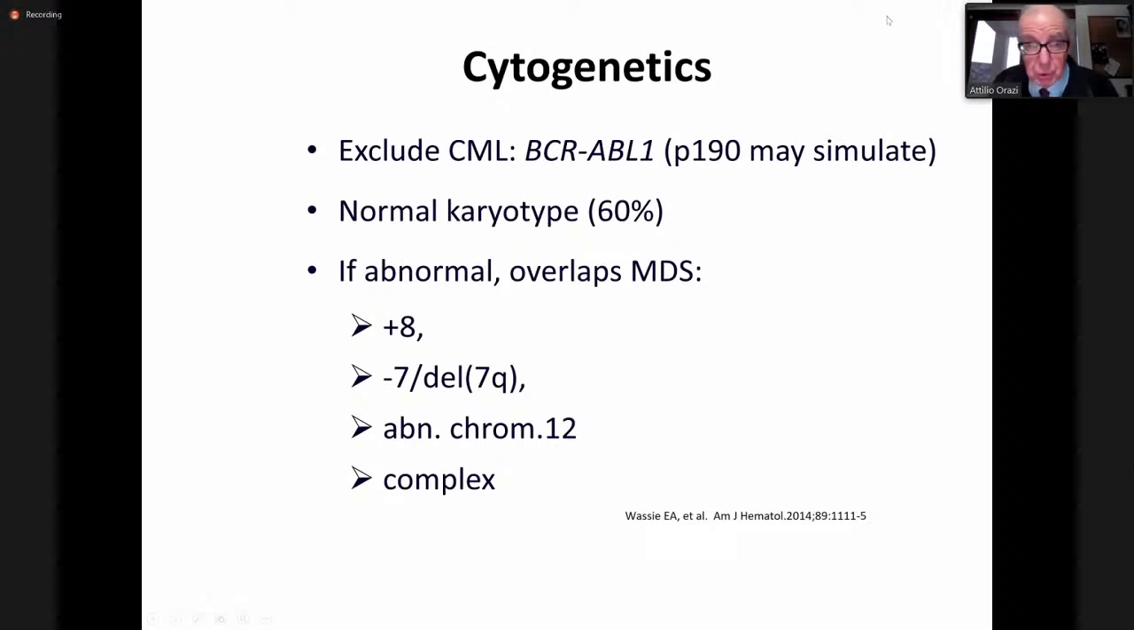Don't forget cytogenetics is very helpful. And of course, you have to do cytogenetics to exclude CML. You are basically in the Philadelphia chromosome BCR-ABL1 negative group here, even if it's an MDS/MPN. You have a normal karyotype in 60%. That's why the mutations are important there. And if you have an abnormality, those overlap with MDS, with the exception that there is a higher frequency of trisomy 8 in CMML than in MDS as a whole group.